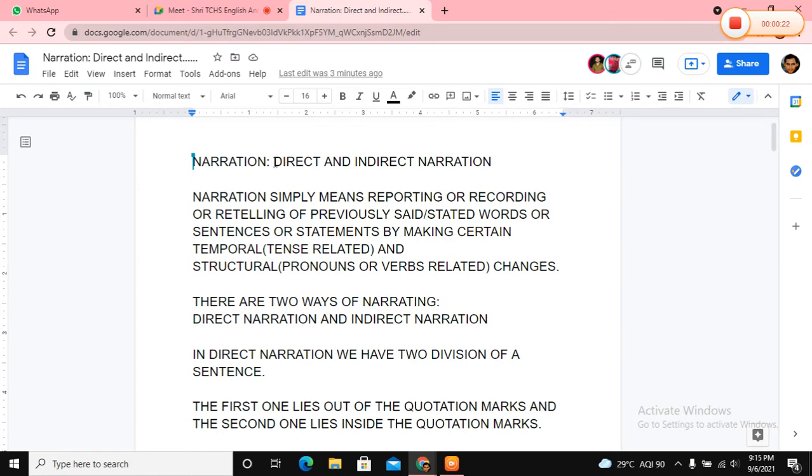So what do you understand by narration? Narration here means retelling, recording, reporting, or restating the previously said statement or previously made comment by anybody. That person may be your teacher, your friend, your brother, or some group of people. As we say in Hindi, कही सुनी बात को फिर से कहना, right? So narration is recording the कही सुनी बात.